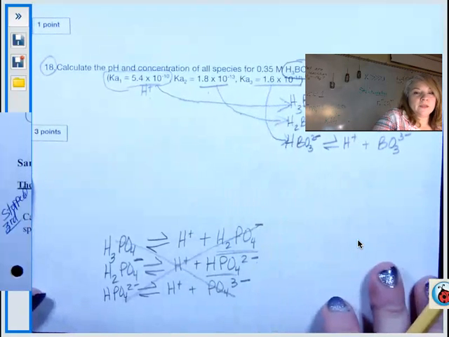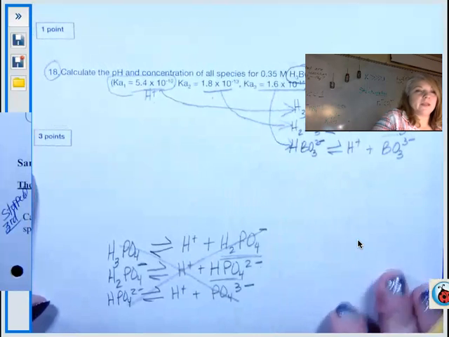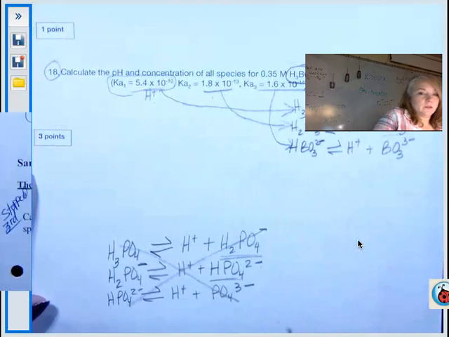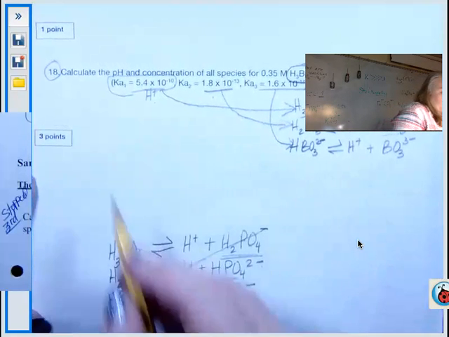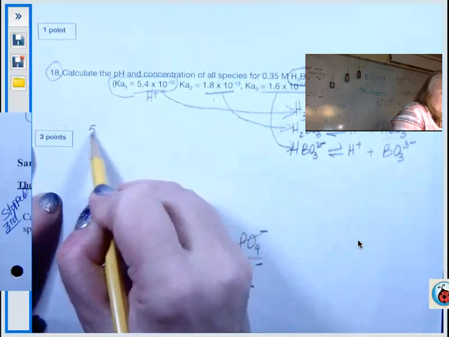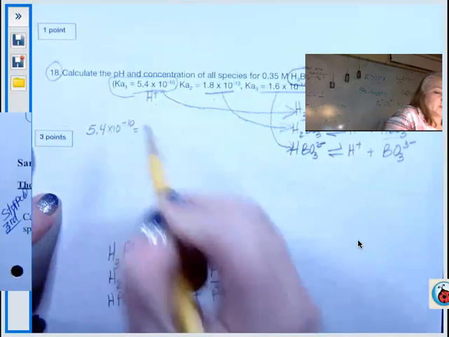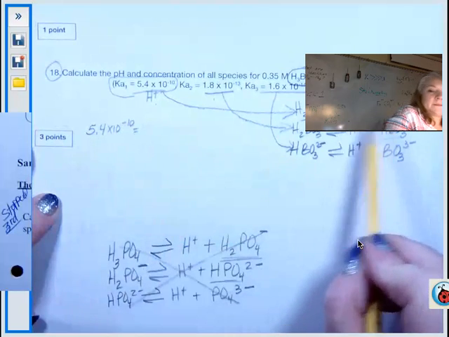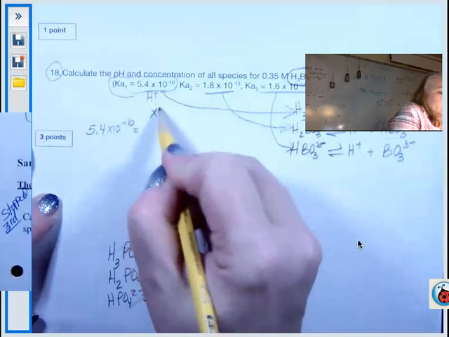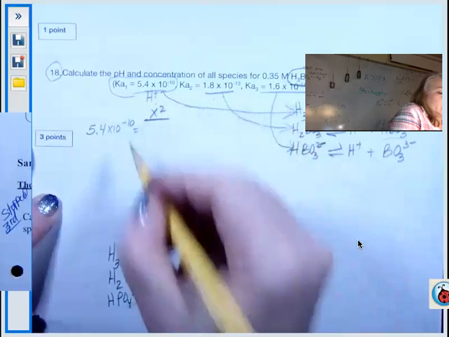So the one that's going to allow us to calculate pH is the first one, right? So set up your first one. You've got what's going to go on top of your expression, but you don't know either one of these, right? So it would be x squared over 0.35.